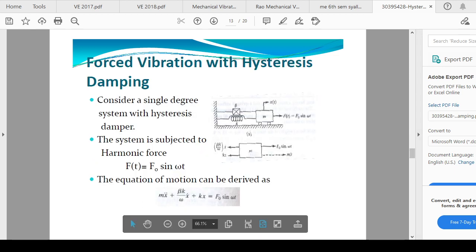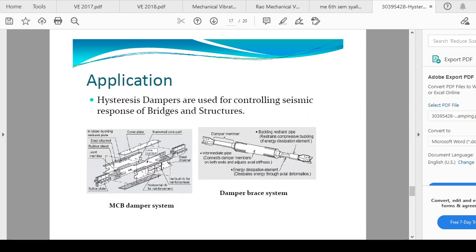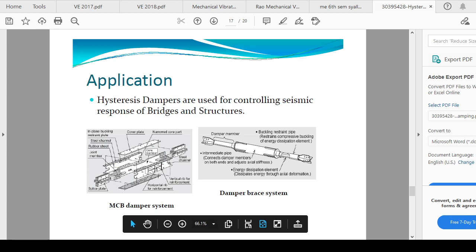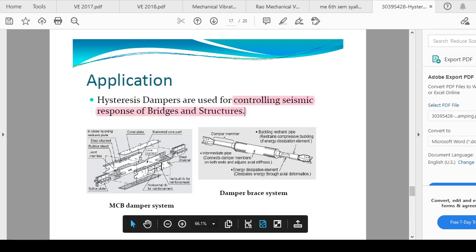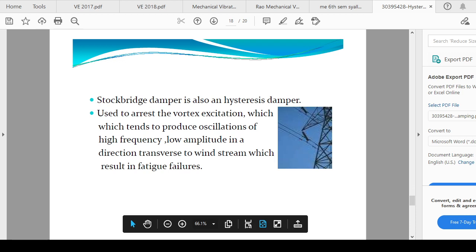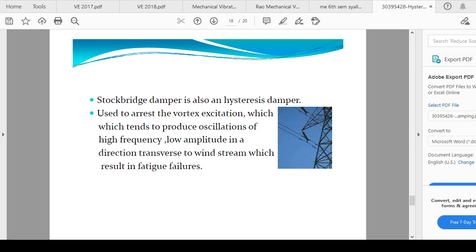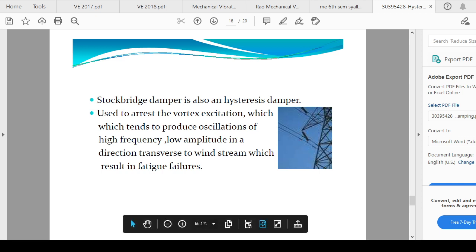Forced vibration we will see after completion of this. Let us just recall the applications. Hysteresis dampers are used for controlling the seismic response of bridges and structures. Another application: stockbridge dampers are also a kind of hysteresis damper. They are used to arrest vortex excitations, which tend to produce oscillation of high frequency and low amplitude in the direction transverse to the wind stream, which results in fatigue failures. So these are the applications and characteristics of hysteretic or hysteresis damping.